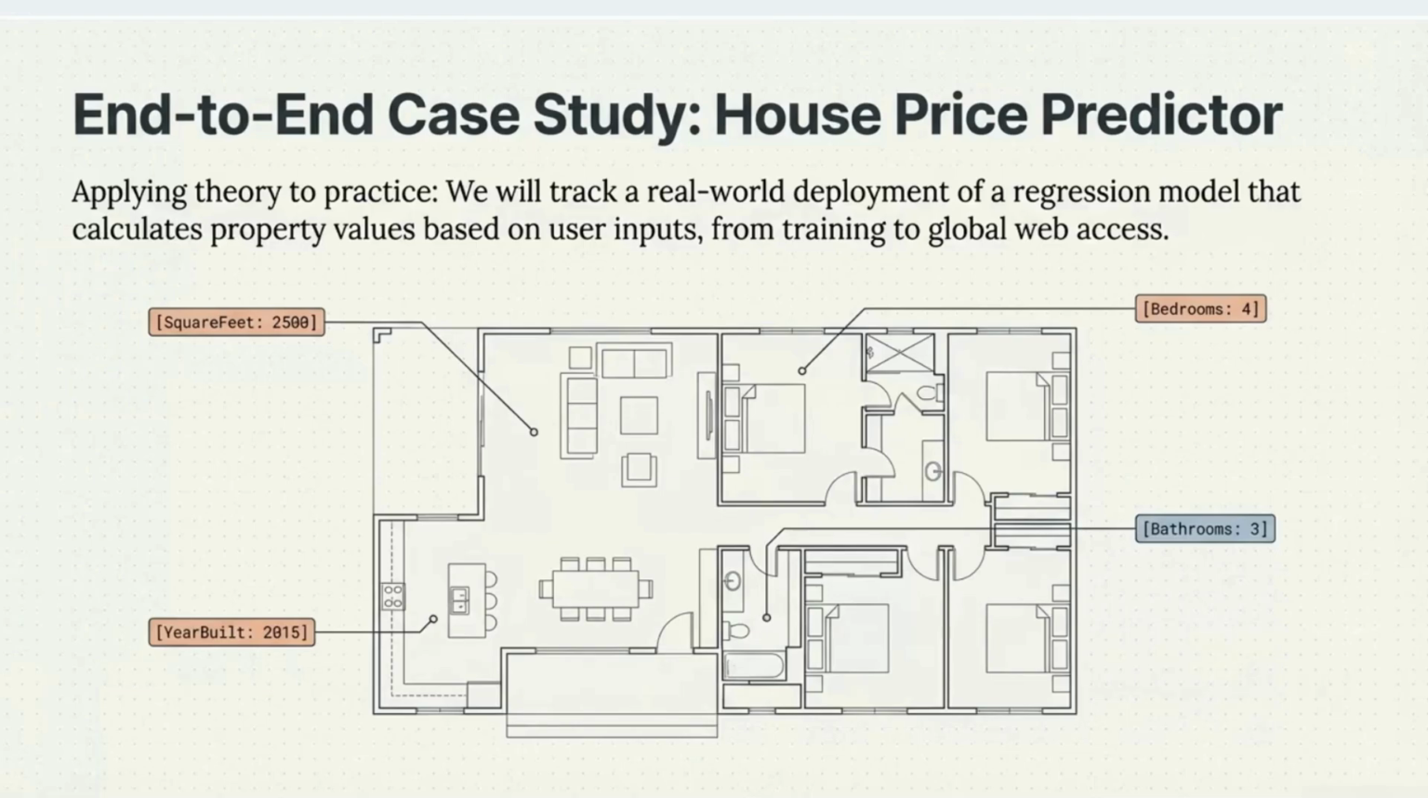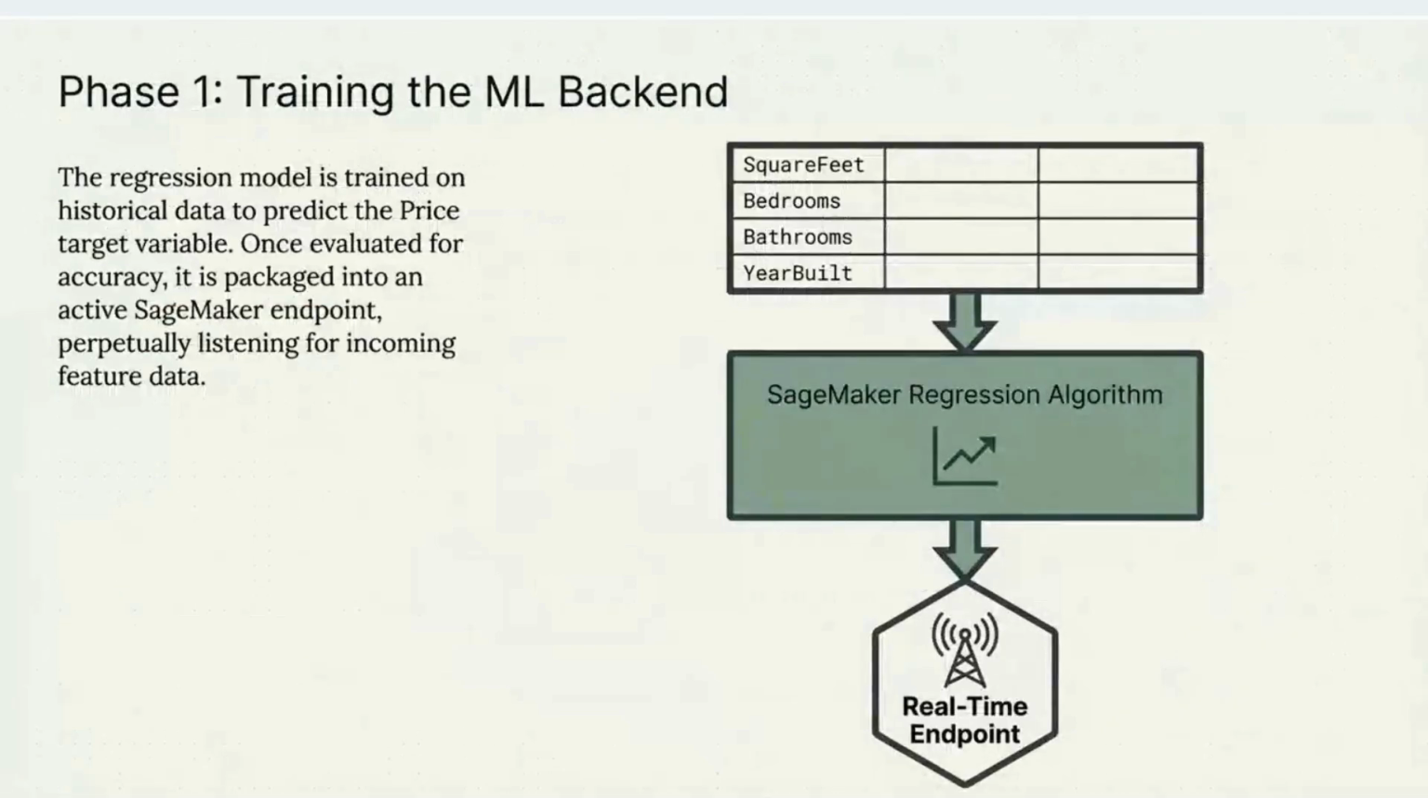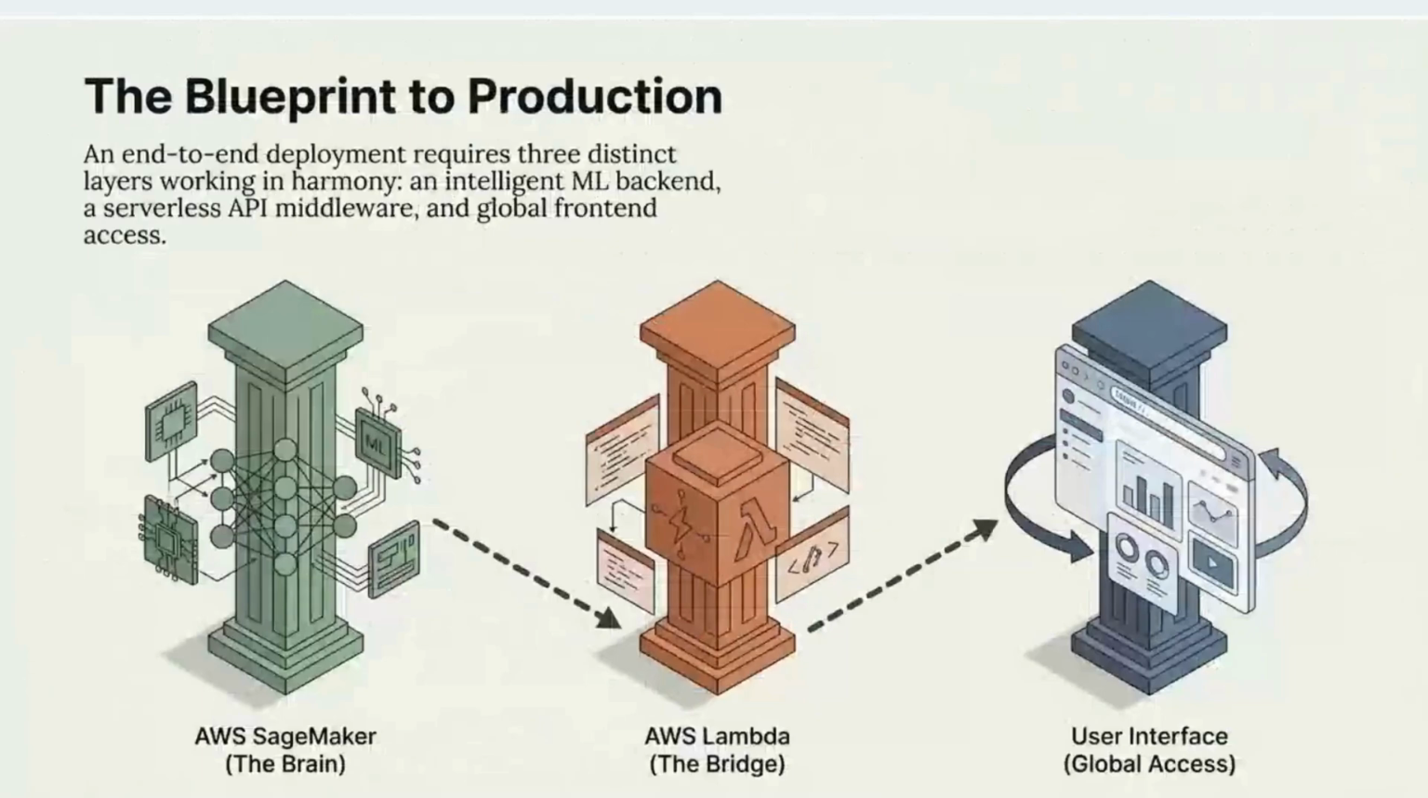We are going to train the model based on these four independent variables, and my target variable will be the price of the house. So I want to predict the house price based on these four independent variables. The first step is that we are going to do the training part. And where exactly are we going to do the training? In AWS SageMaker.